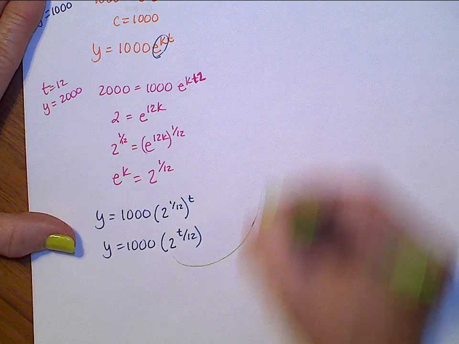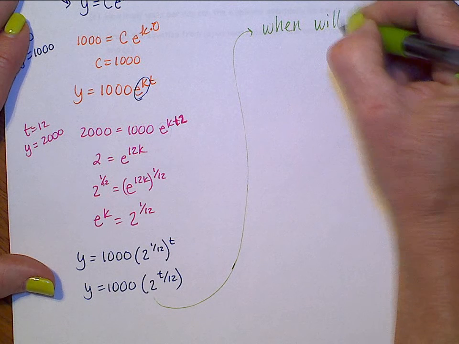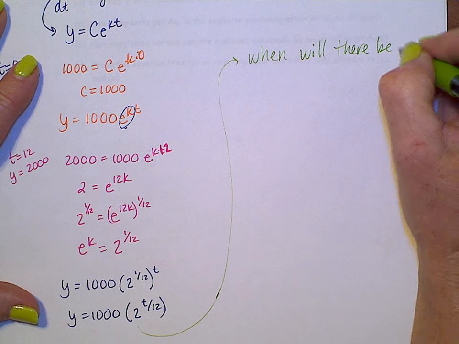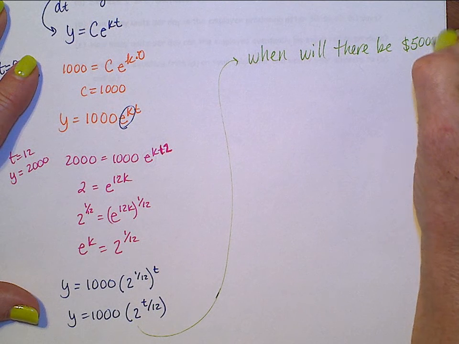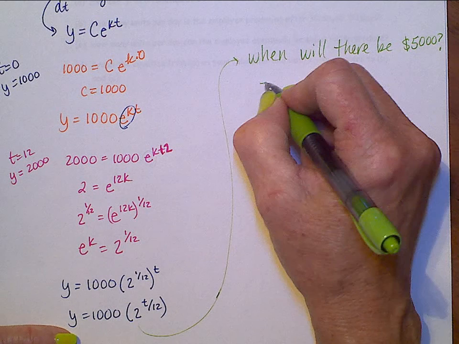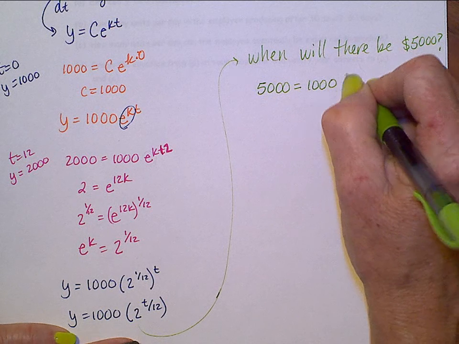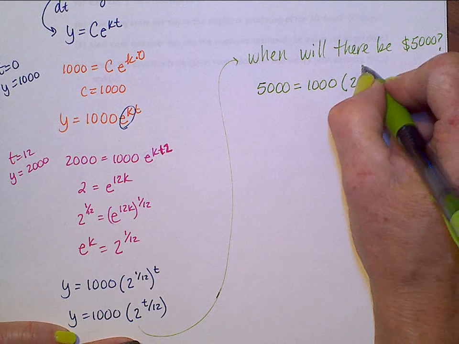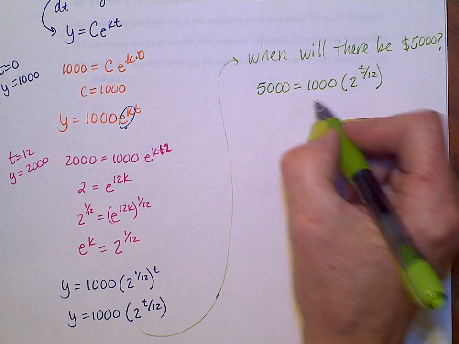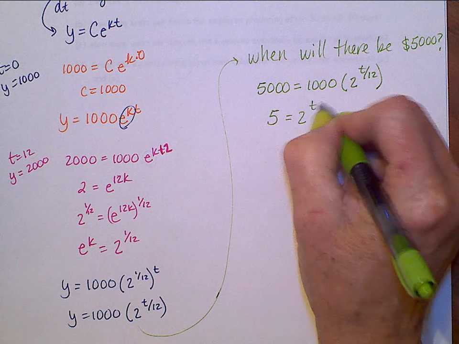So we want to know when will there be $5,000 in here. So we set this up: 5,000 equals 1,000 times 2 to the t over 12. Dividing out this 1,000, we'll have 5 equals 2 to the t over 12.